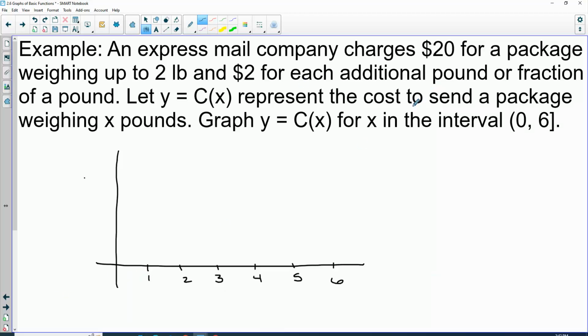Can I have a package that truly weighs absolutely nothing? No. That's why my interval starts with a parenthesis. So my first point, if I put in 0, it's going to be an open circle when I graph this. Now it tells me my starting cost is $20 for anything up to 2 pounds. So that means if it weighs 1/4 of a pound, we pay $20. If it weighs 1/2 a pound, we pay $20. If it weighs 2 pounds, we pay $20.